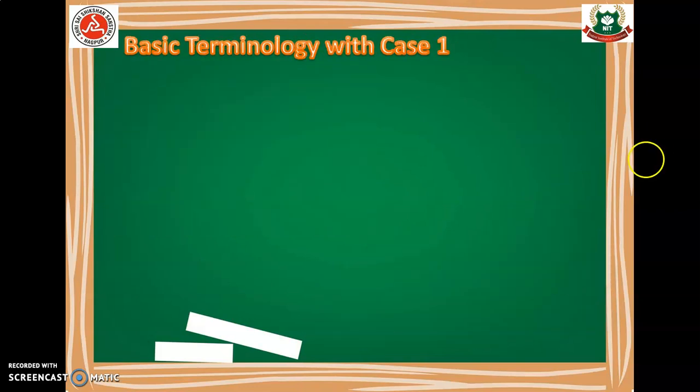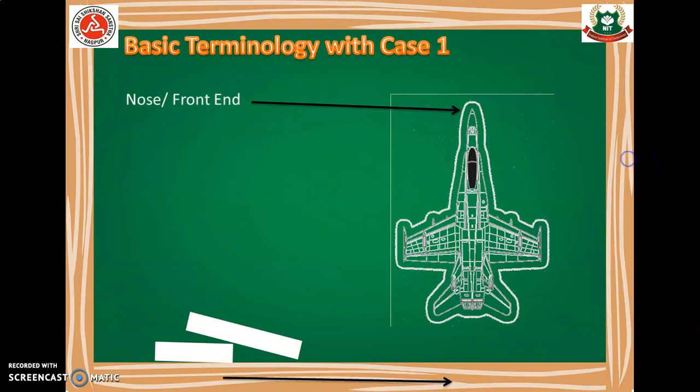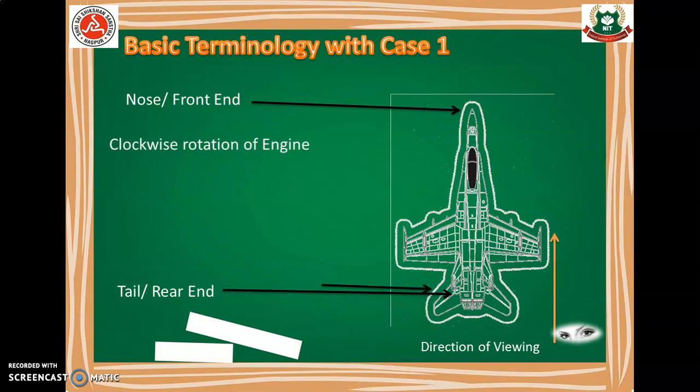First, we will see the basic terminology with case number 1. Here, a plane is moving on a straight path, and the front end of the plane is called as nose, the rear end of the plane is called as tail, and we are observing this plane from the rear end. Means we are looking at this plane from the back side, and the engine is rotating in a clockwise direction as shown by the green arrow. After traveling some distance, plane takes a left turn.